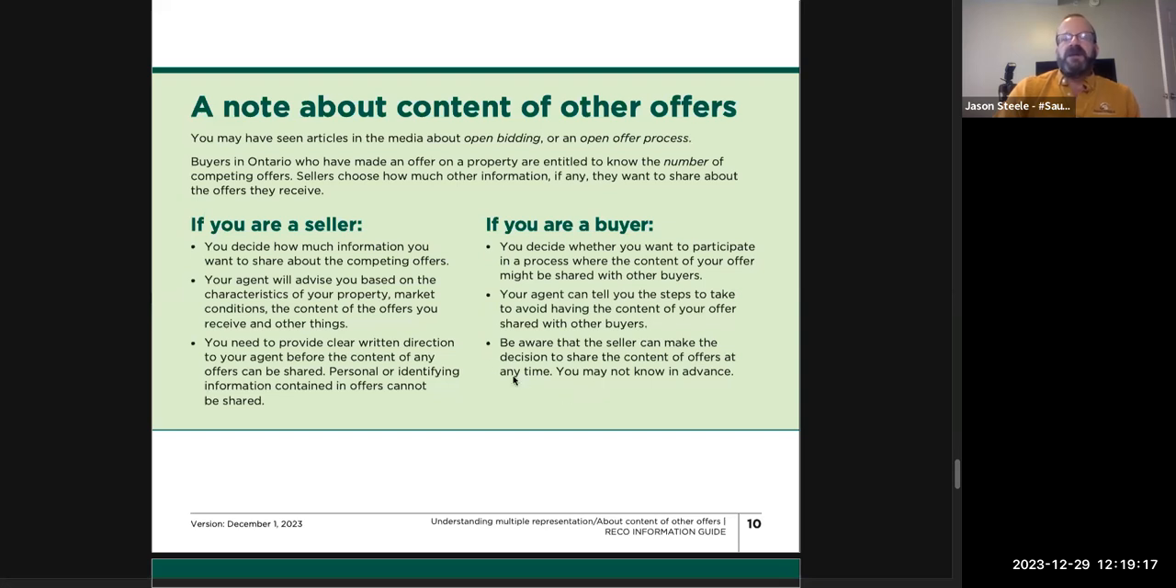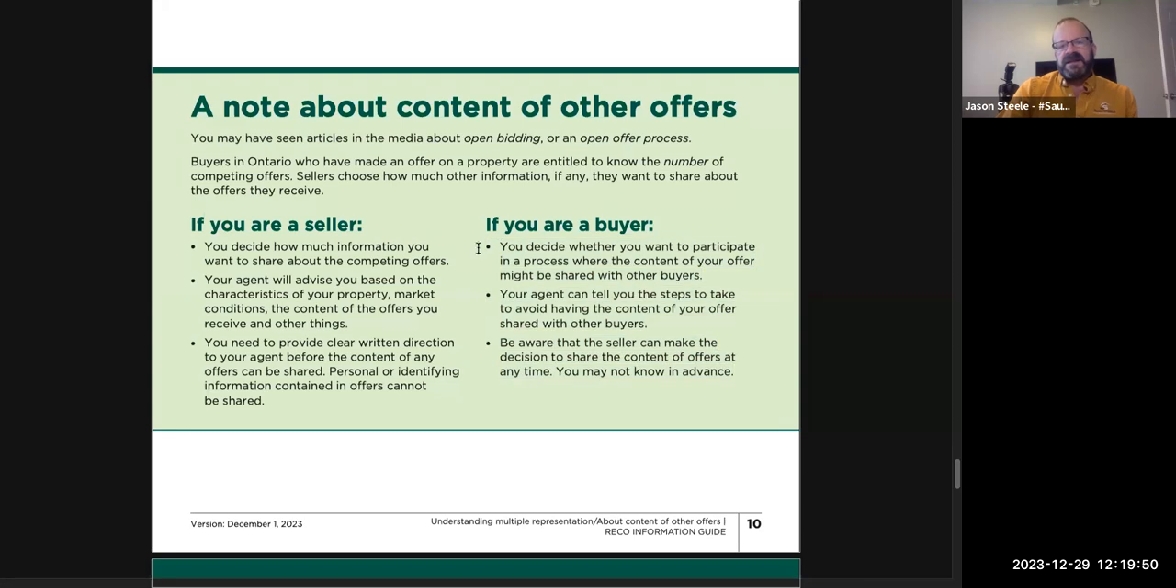My take on that: I am a big proponent of open offers. I think transparency in the marketplace only can help, especially during a down market. What do I mean? Well, if you're a seller and you're in a multiple offer situation because you've priced the property properly, you want to share these offers to try and get maybe a little bit more money.